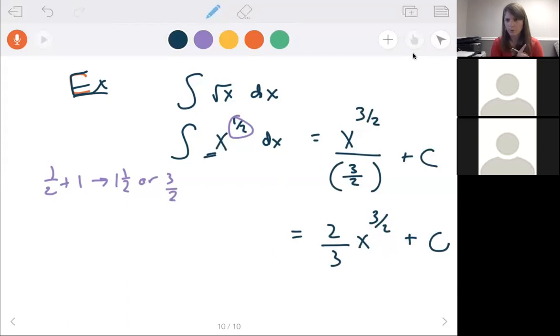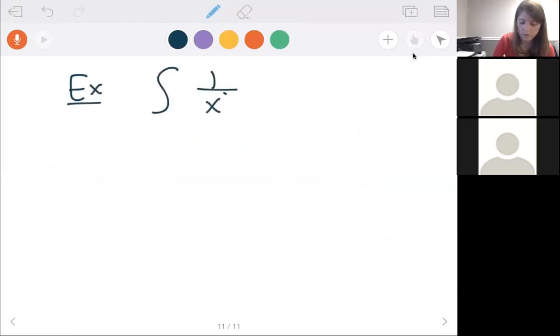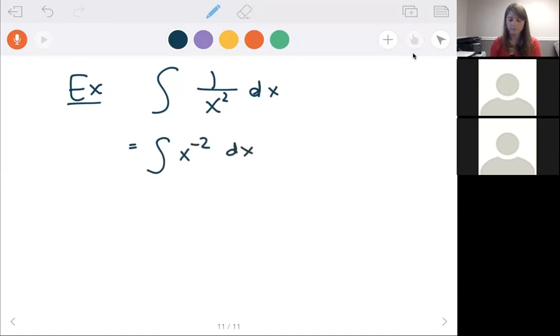Okay, I think I said one more, but let's do one more additional one, and then we're going to take our break. So let's take a look at the antiderivative of 1/x² with respect to x. So this is our first negative exponent, but the rule works for negative exponents as long as it's not -1. And in this case, this is the same thing as the antiderivative of x to the -2 with respect to x. So we should be in good shape.